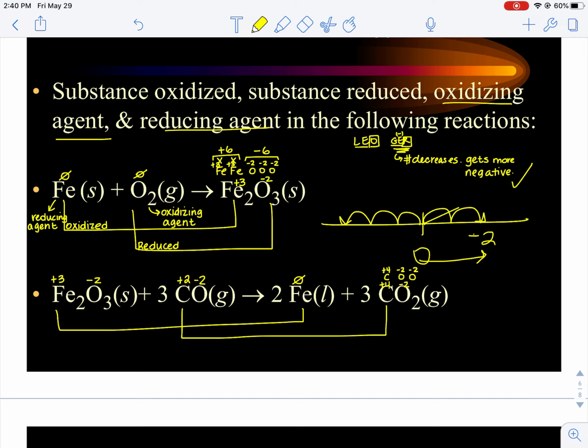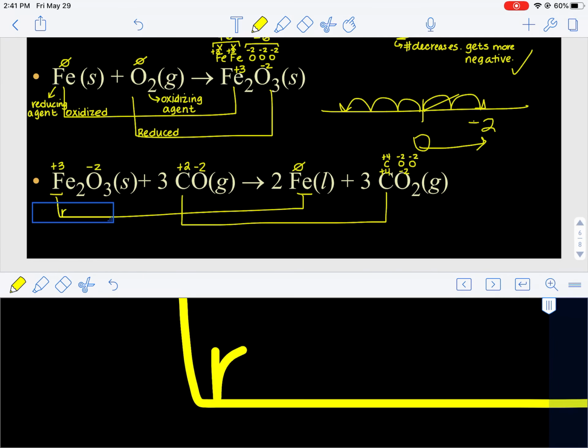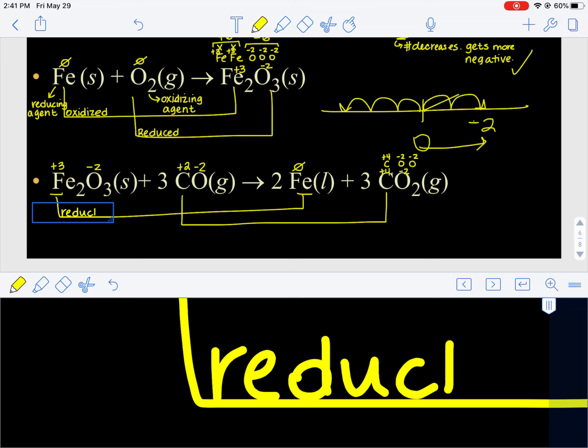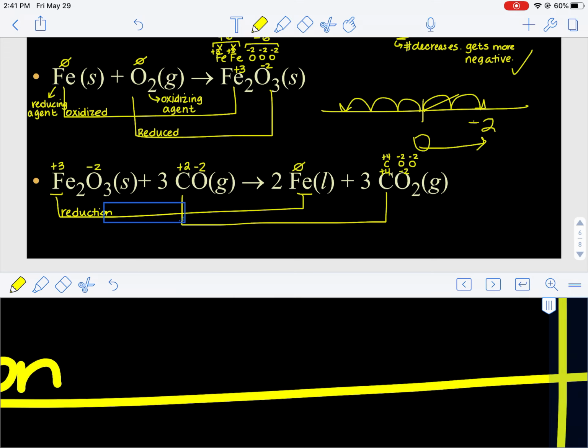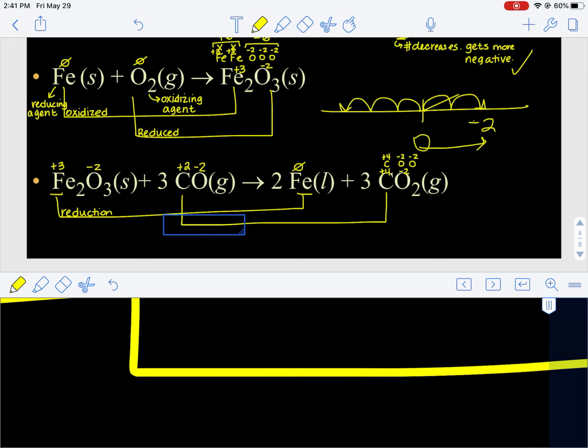One will be oxidized, one will be reduced. I prefer to start with the reduced because the number gets smaller, right? That's what reduced means. So when I look, iron starts out plus 3 and goes to 0. That's getting smaller. So I found my reduction. Here's the reduction reaction. And once I find reduction, I know the other one has to be oxidation.